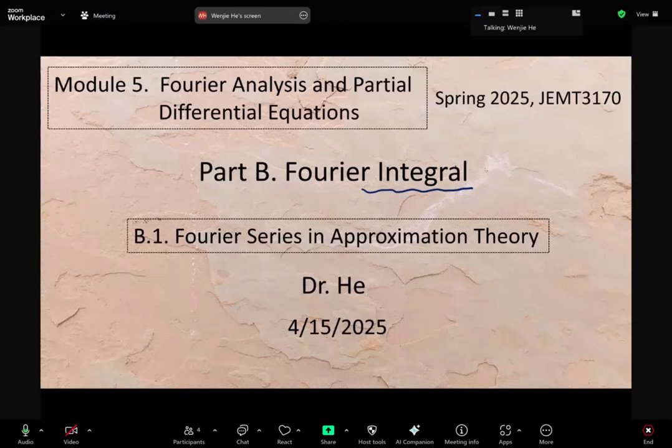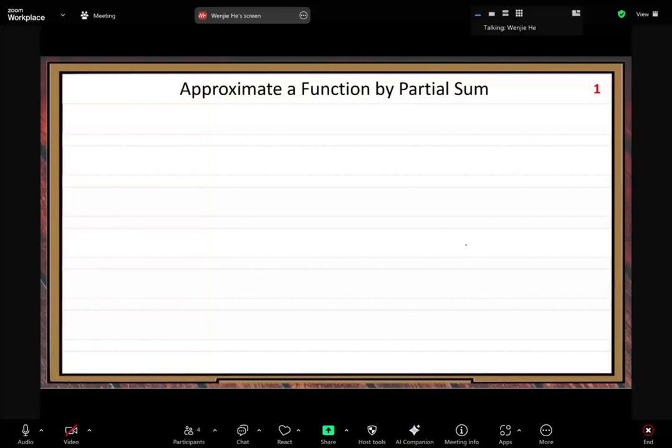But the question is, if we only take finitely many terms in the infinite series, how good is the approximation? Now, we want to study how good is the approximation. If the approximation is very bad, then it could be a problem. All right, so let's study the approximation. The first part is a little bit theoretical, but we have to go through this approximation stage, the theory part.